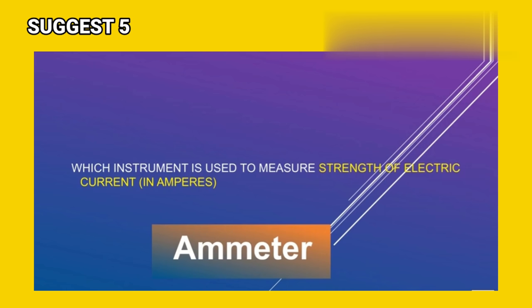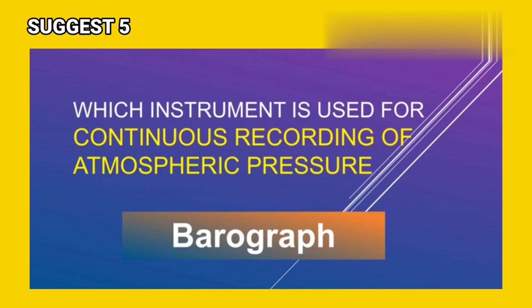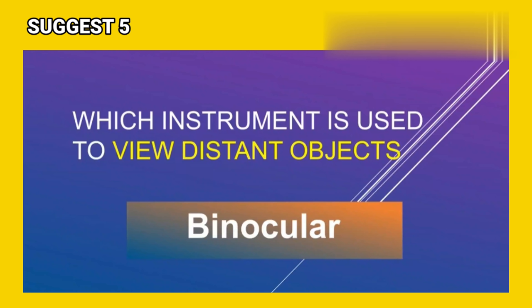Which instrument is used for continuous recording of atmospheric pressure? Answer: barograph. Which instrument is used to view distant objects?